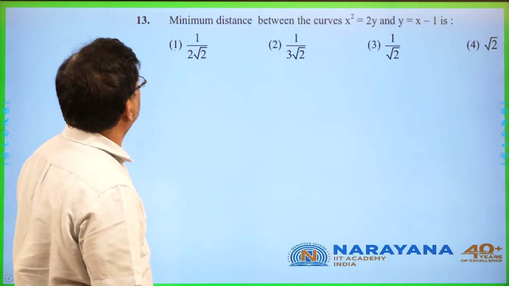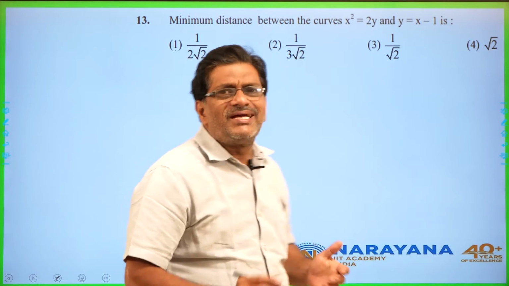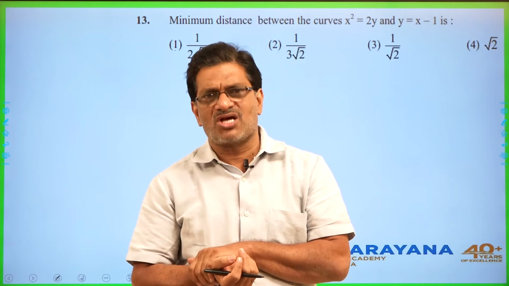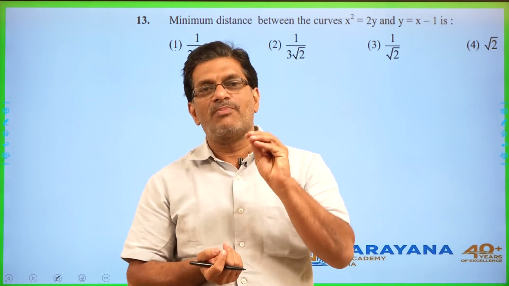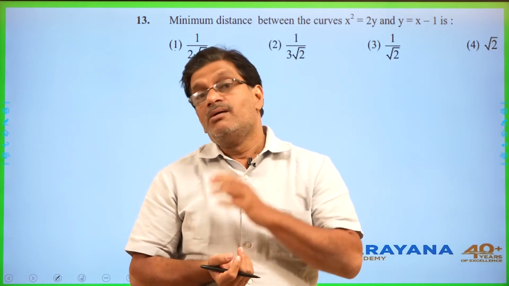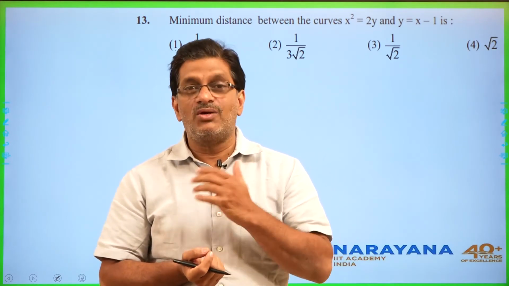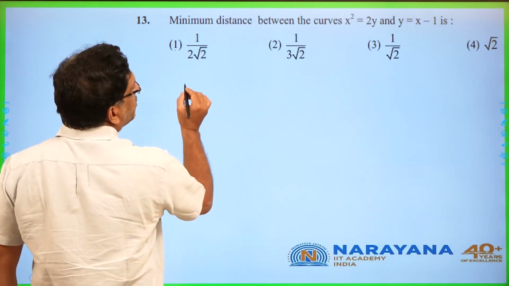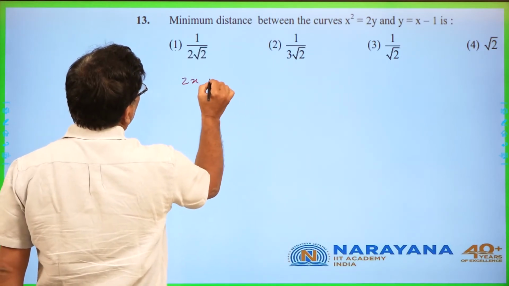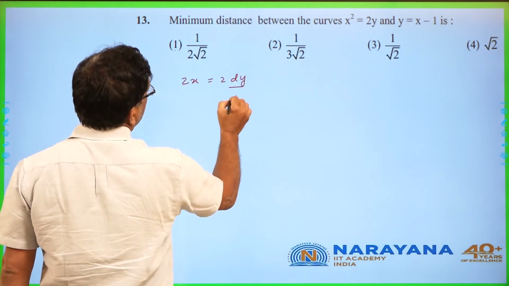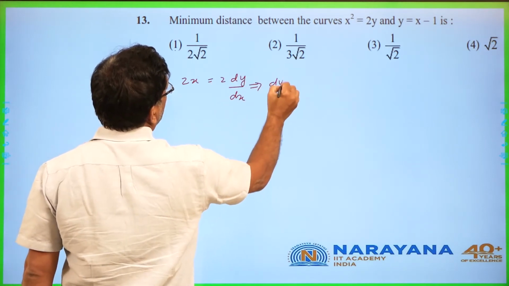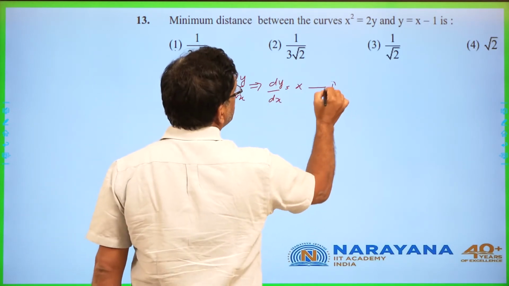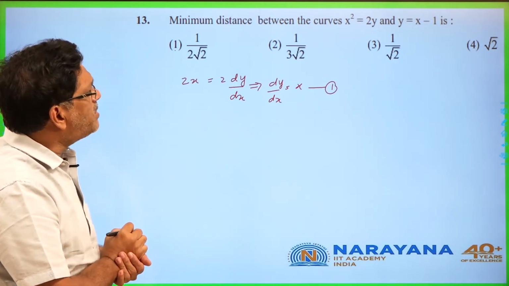Question number 13, minimum distance. Recently, in almost every paper, you are finding one question from the shortest distance concept. Earlier, we used to get this type of problem only at advanced level, but whatever questions they asked at advanced level were a bit typical. But here, if you see, x square equals 2y, differentiating, 2x is equal to 2 dy by dx, you mean dy by dx is equal to x. So this is dy by dx for the given parabola.